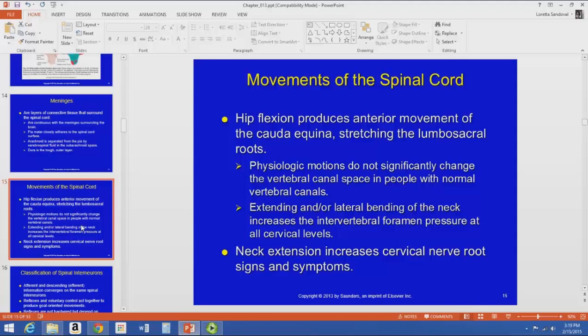Extending or lateral bending of the neck increases pressure at the intervertebral foramen at all cervical levels. And that makes sense. The cervical spine is more mobile than other parts of the spine, has less muscular support, and so you're increasing pressure at those intervertebral foramen. Neck extension increases cervical nerve root signs and symptoms. So the neck is far more susceptible to issues with moving than any other part of the spine.